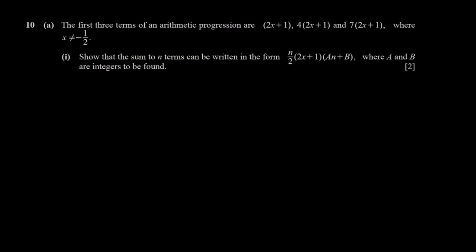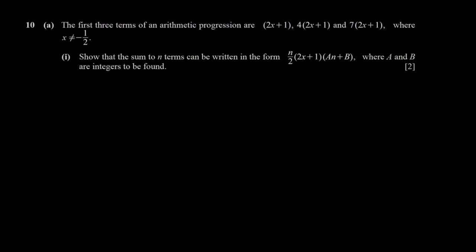All right then, so here we are in question 10, which is an arithmetic geometric progression style question. We're told that the first 3 terms of an arithmetic progression are 2x plus 1, 4 times 2x plus 1, and 7 times 2x plus 1, where x cannot be equal to negative a half. Now, if you think about that, that's kind of obvious, because if x is equal to negative half, then each of these terms is going to be 0. Okay, we want to show that the sum to n terms can be written in this form, where a and b are integers to be found.